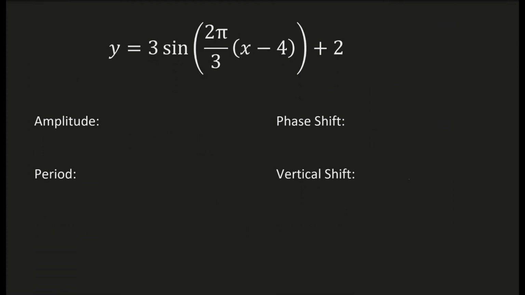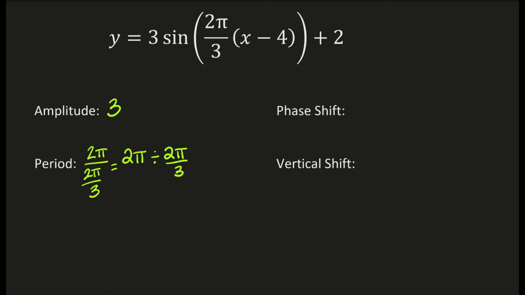So if we look at this example given an equation, then we could say that the amplitude here is going to be 3. The period is going to be 2 pi divided by 2 pi over 3. Remember that this is the horizontal dilation. It is not the period. So if I were to rewrite this, I would have 2 pi divided by 2 pi over 3.